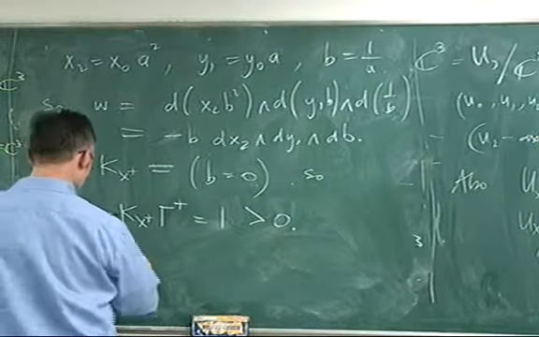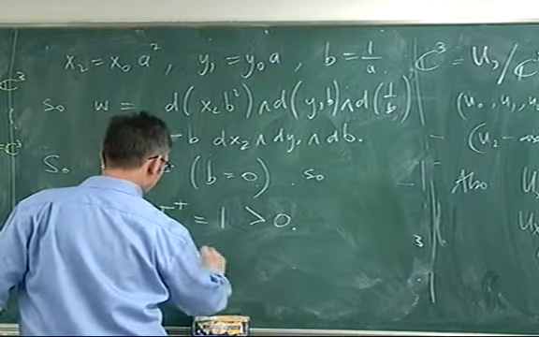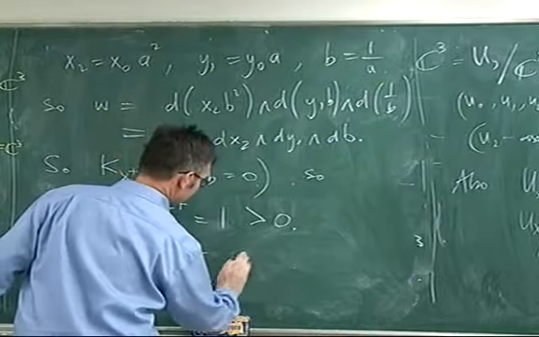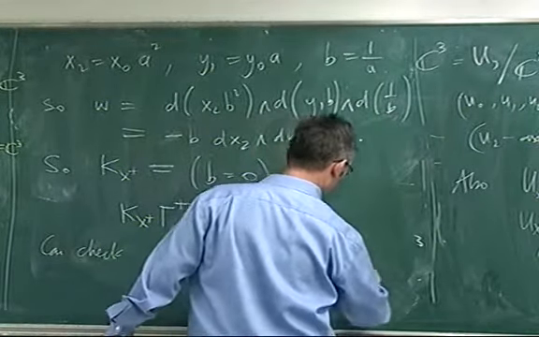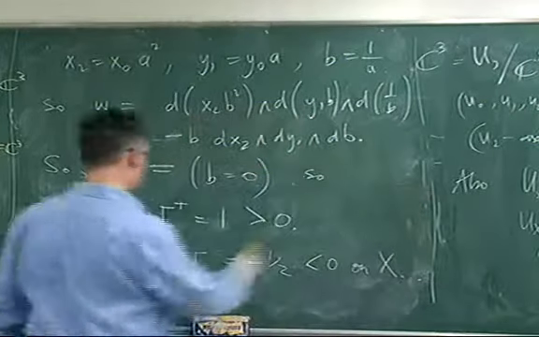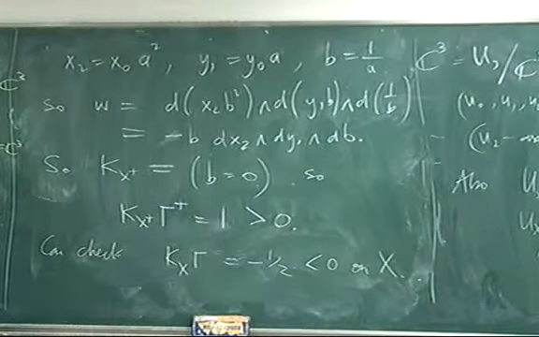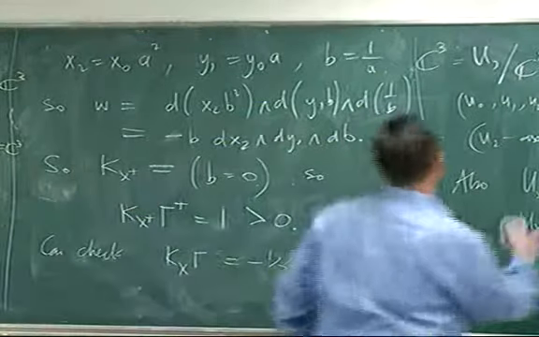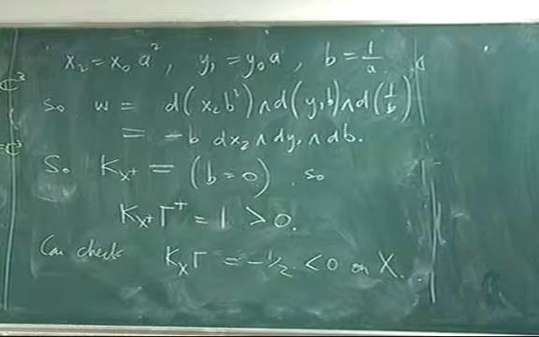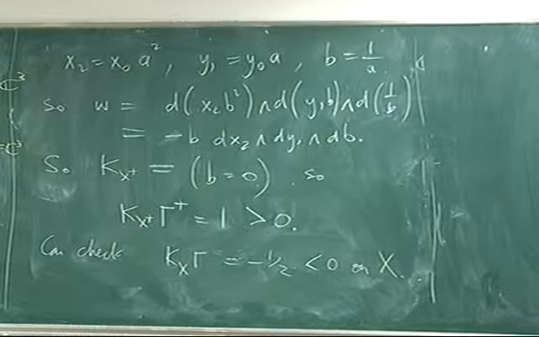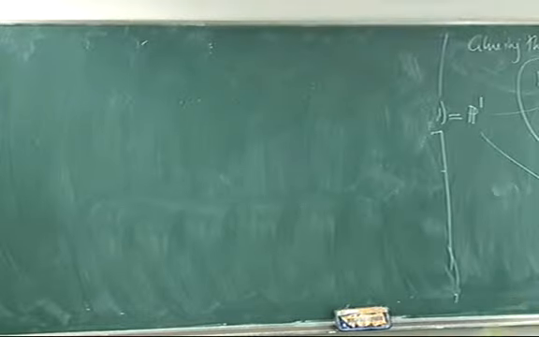I've done the slightly easier one, that kx of gamma is equal to minus a half, which is less than 0 on x. We can talk about how to do that later if you like. It's a tiny bit more fiddly because of the quotient singularity, but that's okay. So that was the first kind of easy example, and that's good. So I've got 20 minutes to do slightly harder examples.